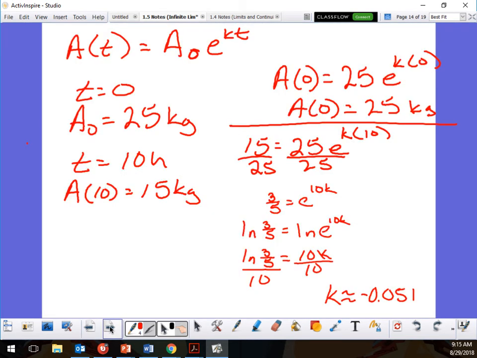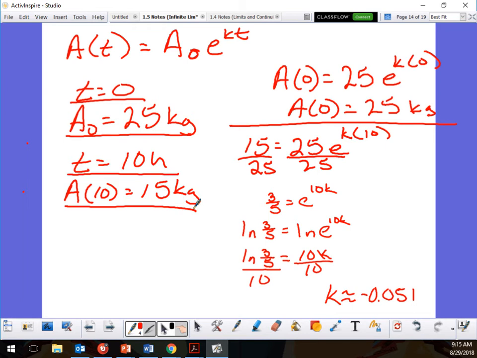So I'm going to review this a little bit from yesterday. My initial amount was right here, A sub naught, my 25 kilograms of salt. My initial time is 0 hours. The time that I gave it was 10 hours, and at 10 hours, I had 15 kilograms of salt. Now, this is algebra here. So what I did is, I showed you why it came out like this.